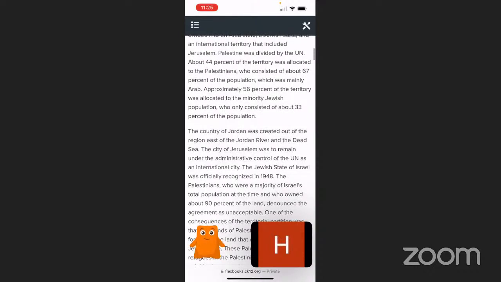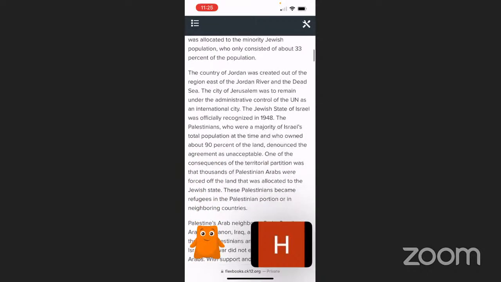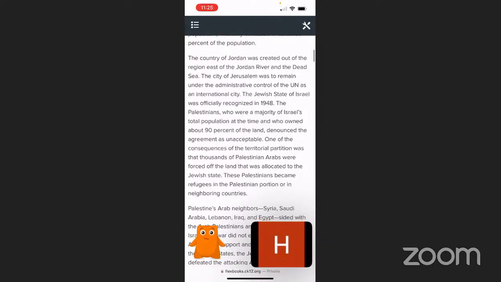Approximately 56% of the territory was allocated to the minority Jewish population, who only consisted of about 33% of the population. The country of Jordan was created out of the region east of the Jordan River and Dead Sea. The city of Jerusalem was to remain under the administrative control of the UN as an international city. The Jewish state of Israel was officially recognized in 1948.